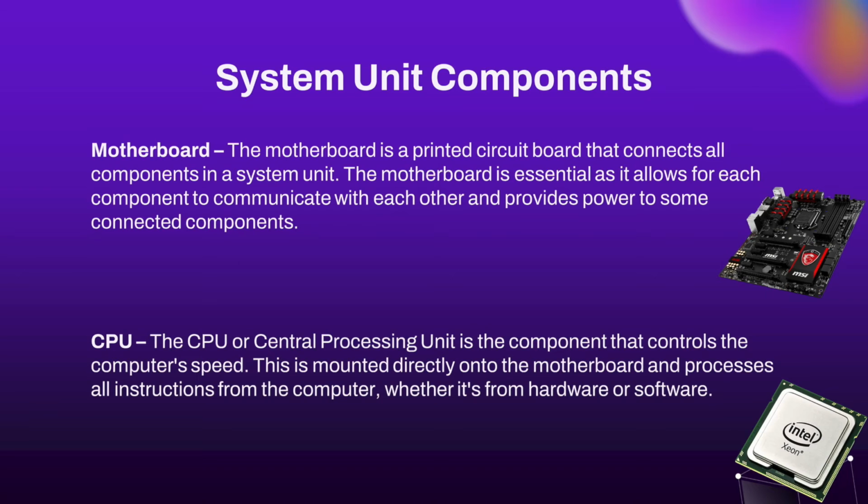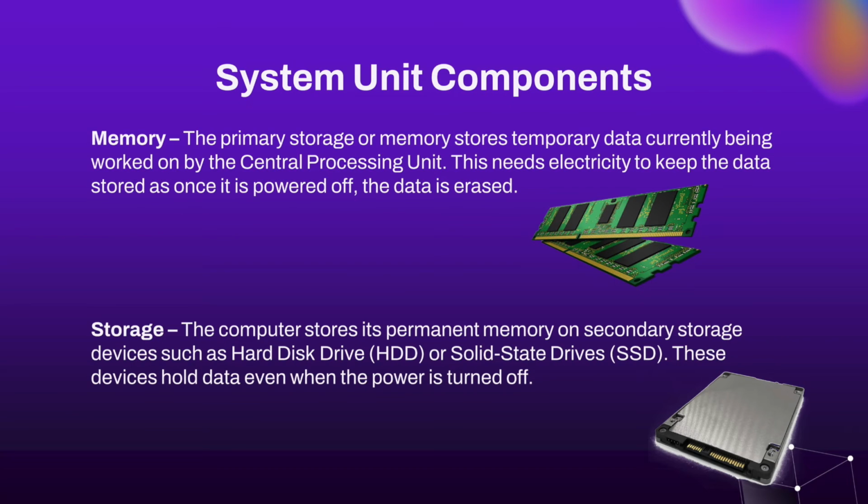This is mounted directly onto the motherboard and processes all instructions from the computer, whether it is hardware or software. Memory. The primary storage or memory stores temporary data currently being worked on by the Central Processing Unit. This needs electricity to keep the data stored, as once it is powered off, the data is erased.